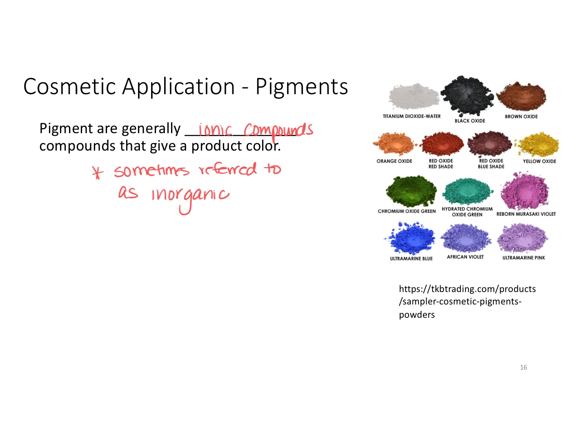This is an image that I grabbed from TKB Trading. They are a cosmetics trading company that's located in California. And they sell many oxides that are used for things like lipsticks, lip gloss. They even have some really fun kits that you can order if that's something you're interested in. They also have some eyeshadow kits.